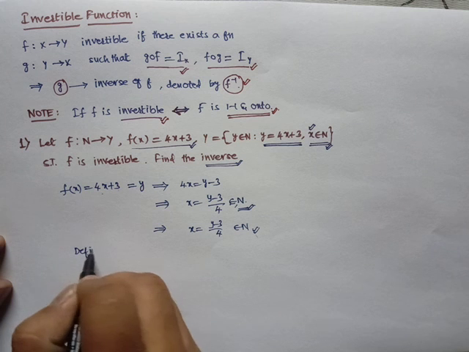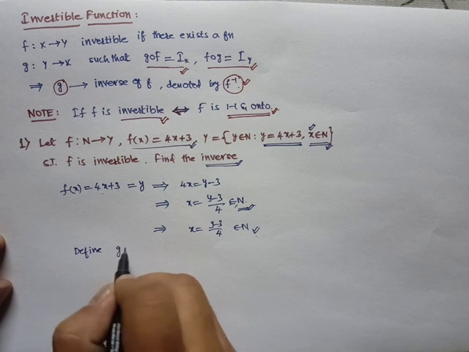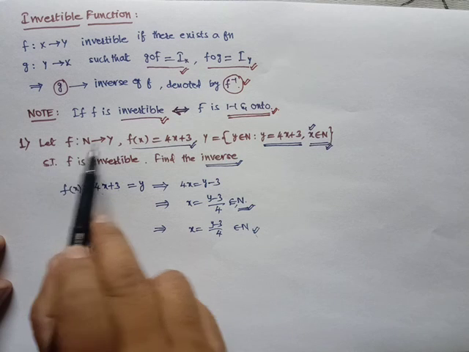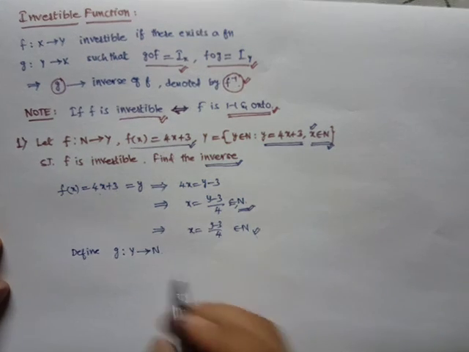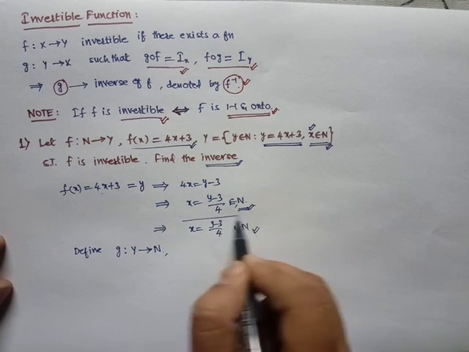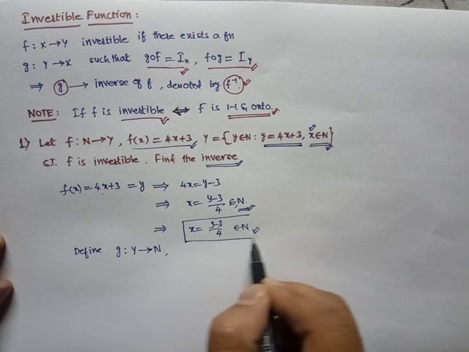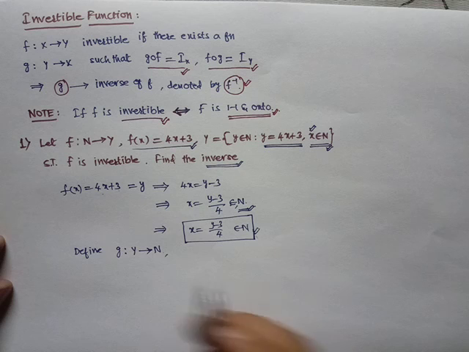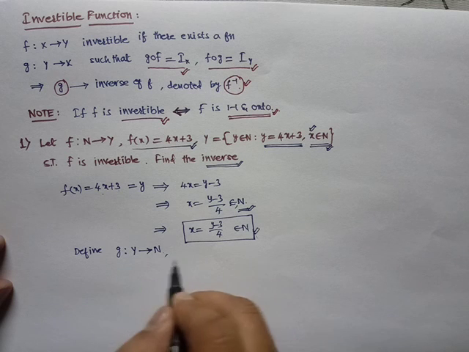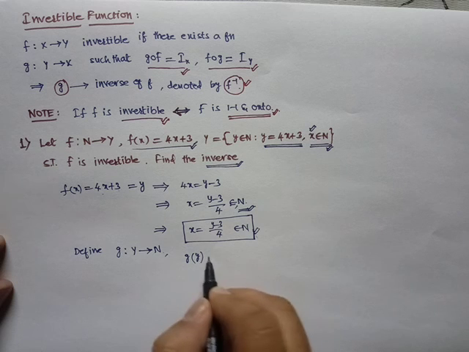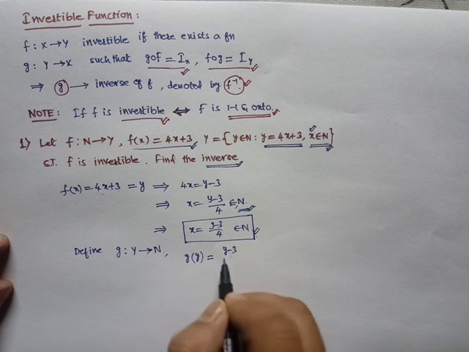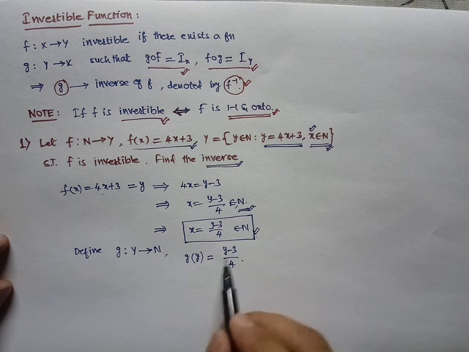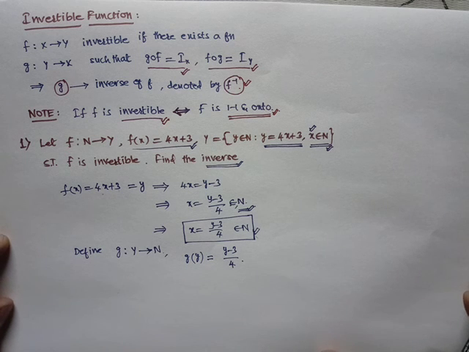Now we define a function g such that, with f from natural numbers to y, g is from y to natural numbers, such that x is y minus 3 by 4. So define the function g of y equals y minus 3 by 4. Y minus 3 by 4 is your particular function now.